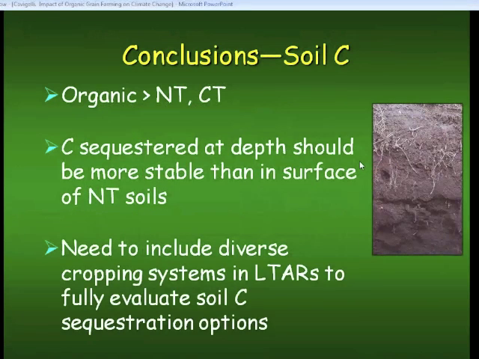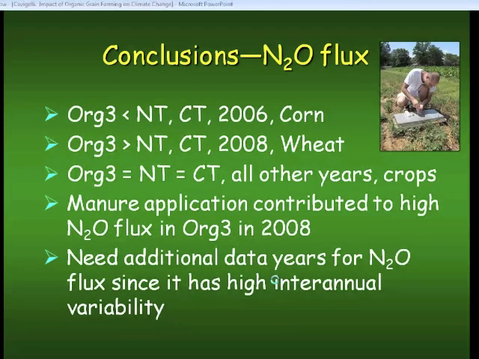So conclusions are that for soil carbon, our organic system had more soil carbon than both our conventional systems, and that the carbon sequestered at depth in the organic system should be more stable than in the surface of the no-till soils. However, it's important to include diverse cropping systems in long-term agricultural research sites such as the one used to make these measurements so that we can fully evaluate soil carbon sequestration options.